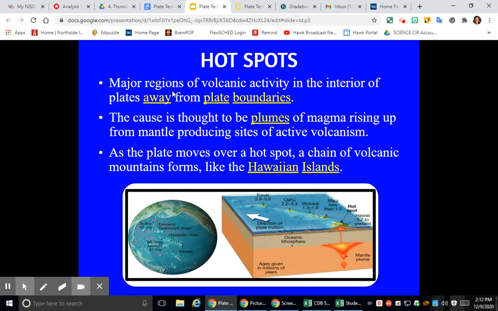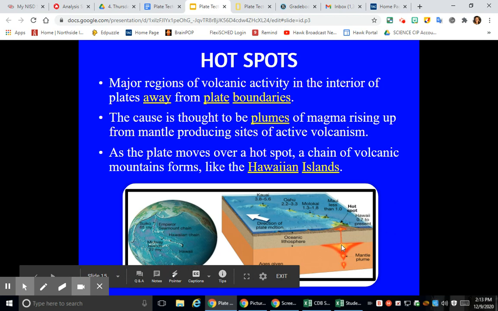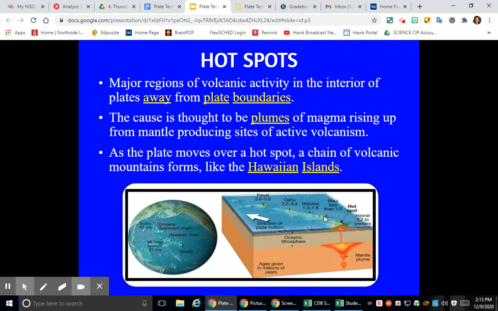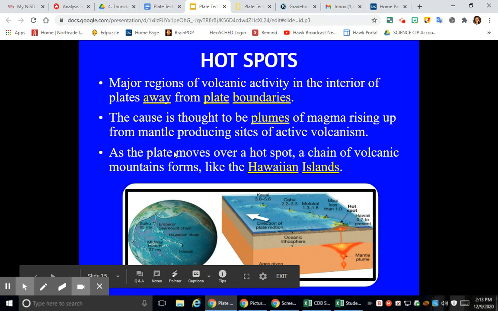Hotspots. Major regions of volcanic activity in the interior of plates away from plate boundaries. So hotspots are these major regions of volcanic activity in the interior of plates. They're away from plate boundaries. The cause is thought to be plumes of magma rising up from the mantle, producing sites of active volcanism. So here you would have a hot spot, it's away from a plate boundary, and it is plumes of magma rising up and forming these volcanic islands.